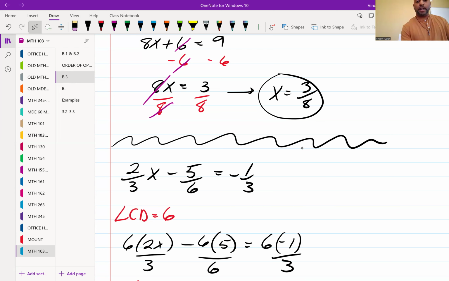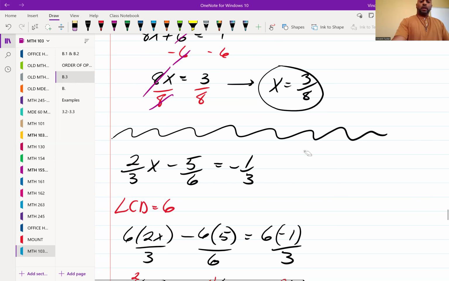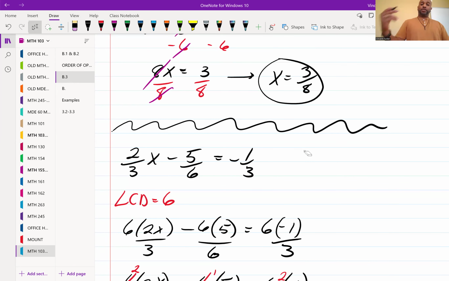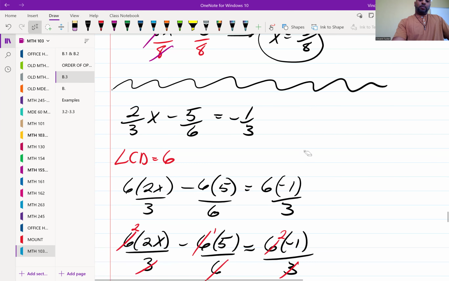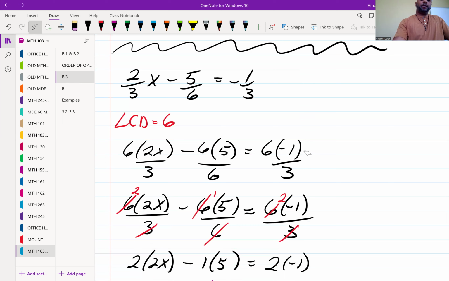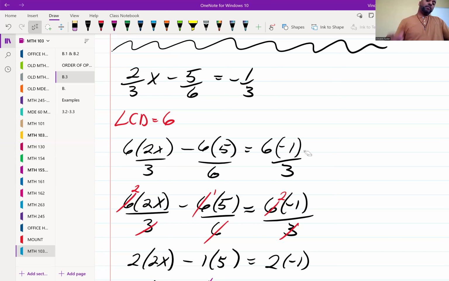What's the smallest number that our denominators can divide into? We have 3, 6, and 3. What's the smallest number that each one of those can divide into? It's going to be 6, because of course 6 can divide into itself. And so we take that LCD and multiply it to each numerator. Now you can divide the denominators into the LCD, which is 6. So 3 divides into 6 leaves you 2. 6 divided into 6 leaves you 1. And then 3 divides into 6 leaves you 2.